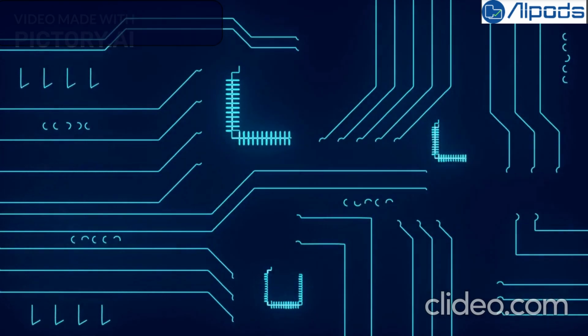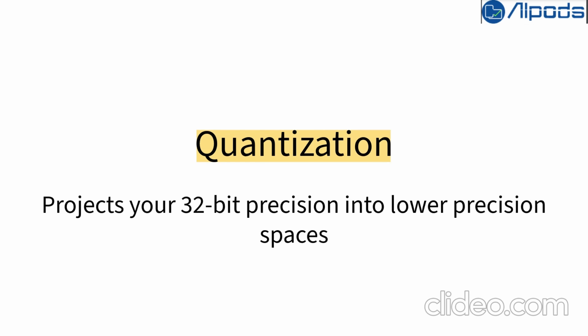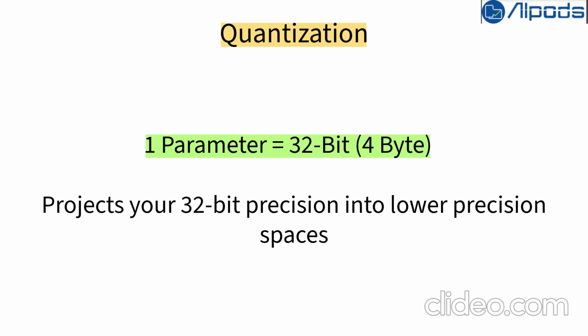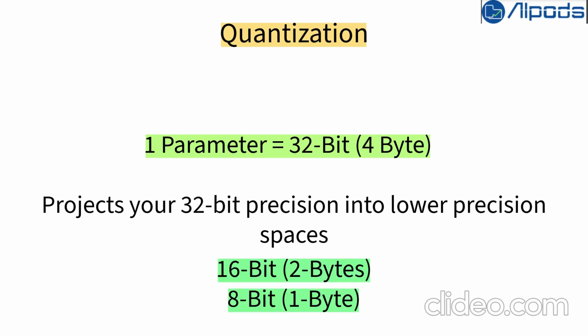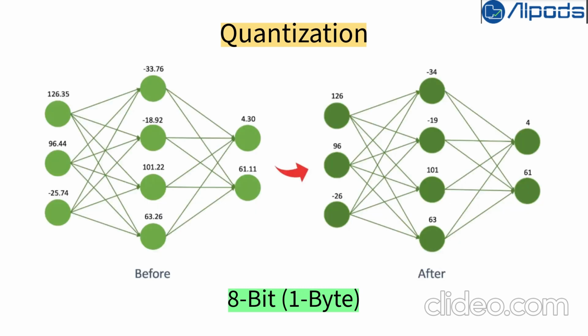Let me also cover a very important aspect. To handle this huge memory demand, we use a technique called quantization. This process basically reduces the precision of the numbers. For example, as we saw, one parameter carried 32 bits of precision, right? Now, with the help of quantization, this precision can be reduced to 16 bit or even 8 bit of precision. This reduces the memory footprint and speeds up the computations.